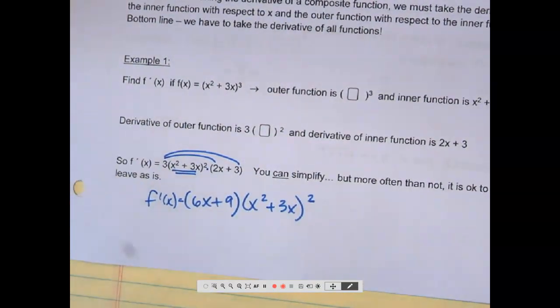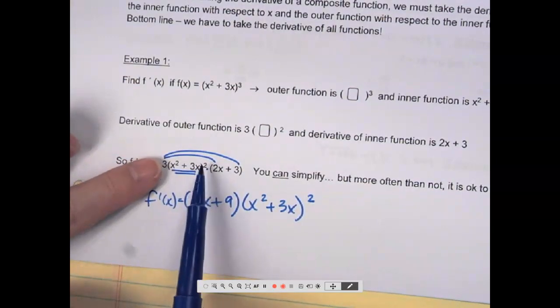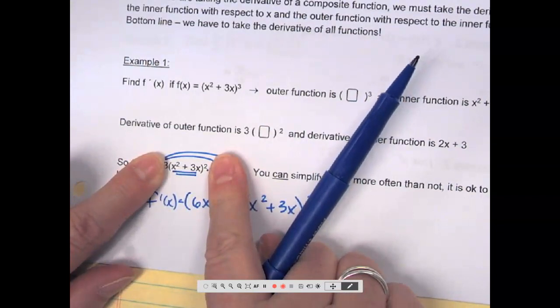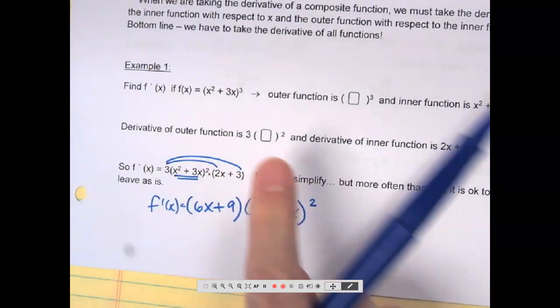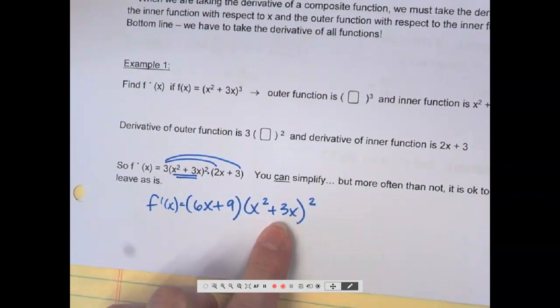Okay, and I'm going to leave it right there. Why would you not distribute the 3? Because this is squared, so if I were going to distribute everything, I would have to FOIL that out first before I distributed anything. Now, the exponent would have to be dealt with first. But normally we'll just leave it.